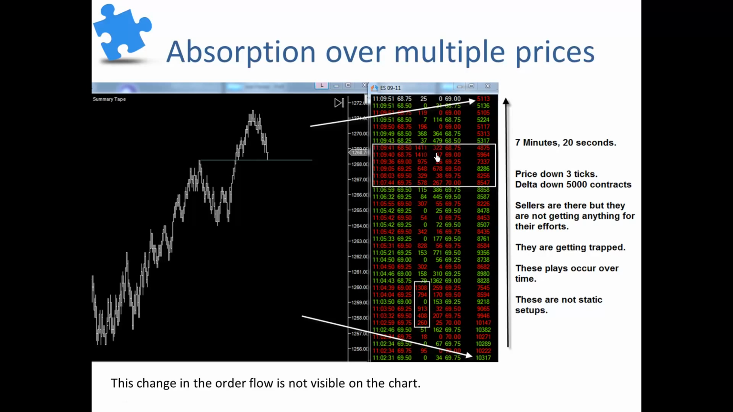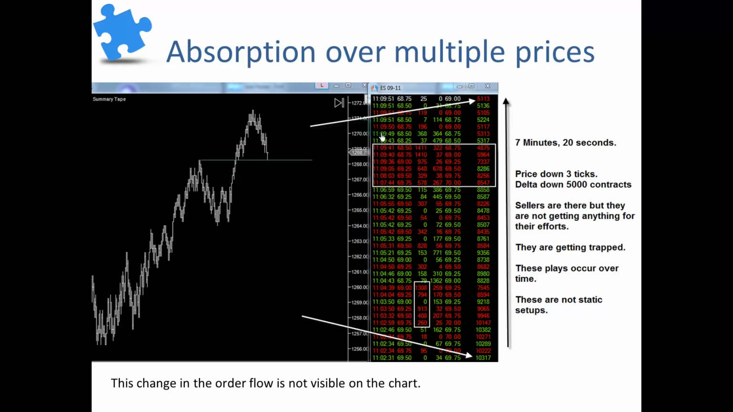So this is the bidders gradually becoming more aggressive. Overall, the sellers are outnumbering the buyers. I can see the bid side, the sell market orders, the quantity is much, much higher than the buy market orders. But at this point, they're not really getting anything for their money. They're not really moving the market much.